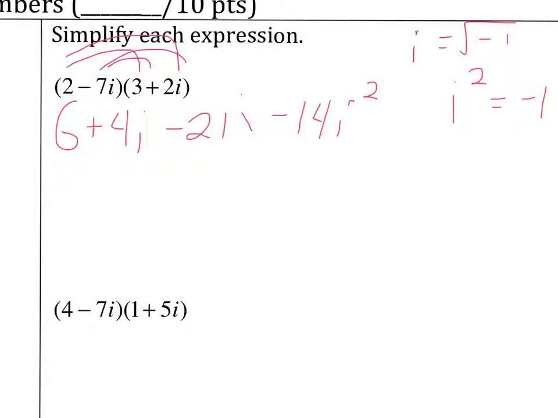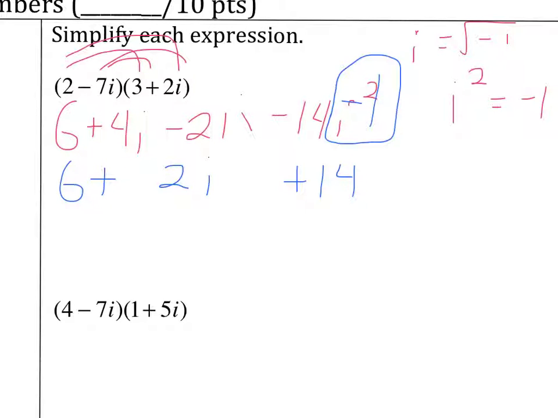So when we do these, we're going to have things that cancel out rather nicely. And that's negative 1. Negative 14 times negative 1 is plus 14. 4i minus 21i is negative 17i, and then I've got my 6. 6 plus 14 is 20, plus 2i.